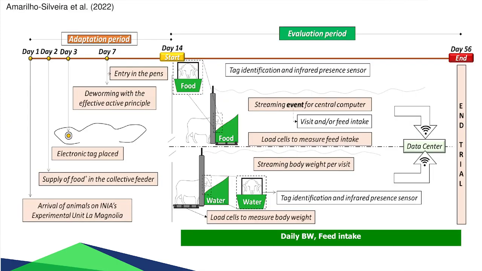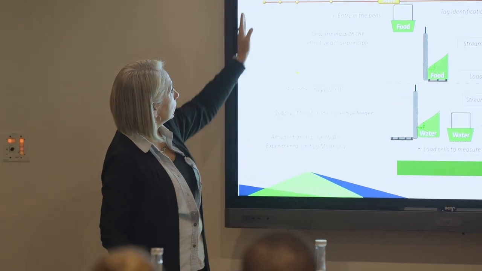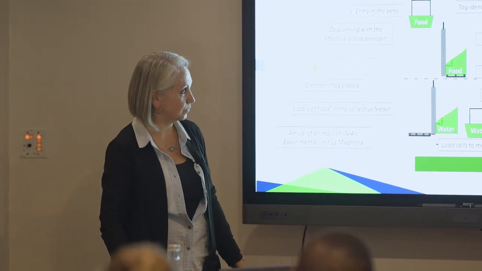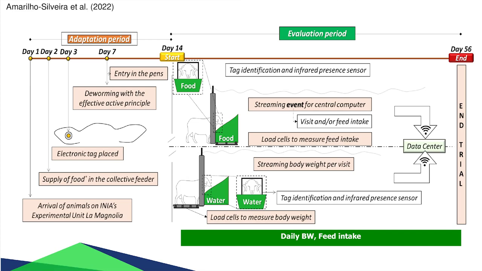This is an example of a protocol where you have the adaptation period, when you have to be sure that all the animals have an electronic tag and that all the electronic tags are actually working. All the vet treatments have to be in place before the beginning of the test to be sure that they are in the best health conditions at the beginning of the test. If you have any problem and you have to have an intervention here, it's going to affect your measurement. And of course, there is the adaptation to food. And this is basically how it works.